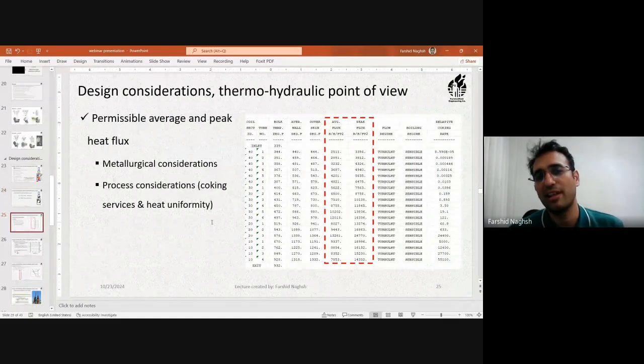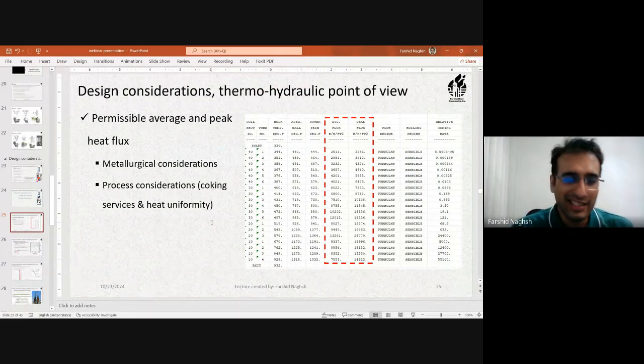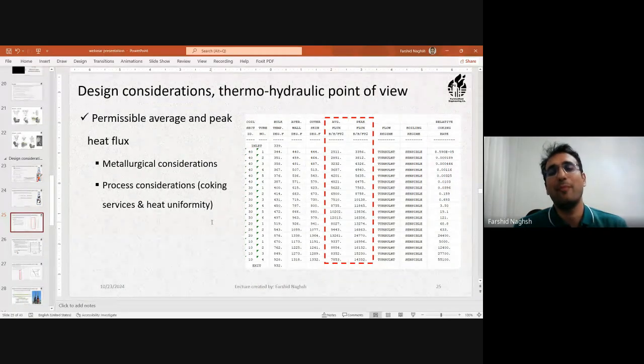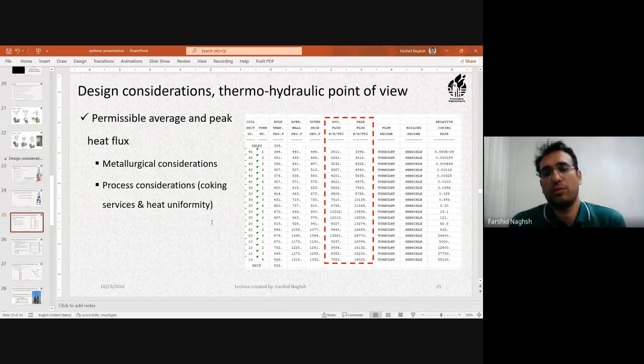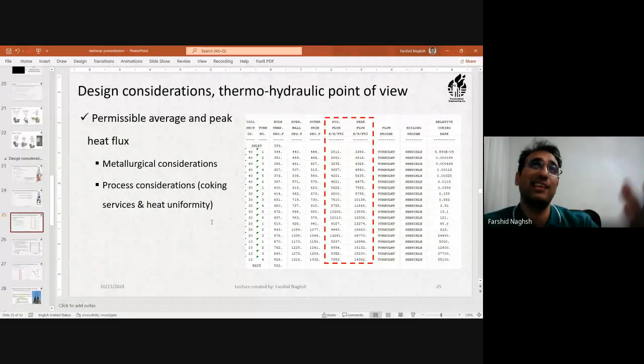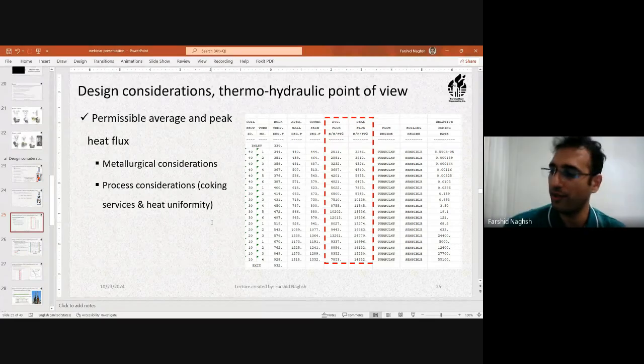Let me talk a little bit about fluxes inside the tubes. First of all, what is a flux? It is the amount of heat per unit of time per unit of surface. In other words, heat per unit of time is power, so flux is power per unit of surface.